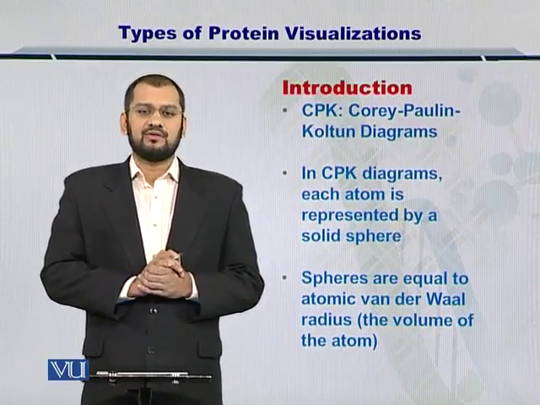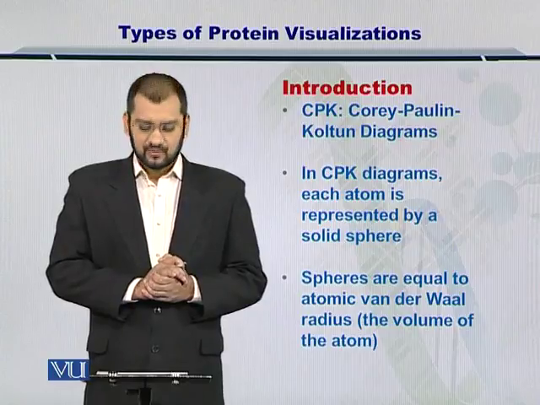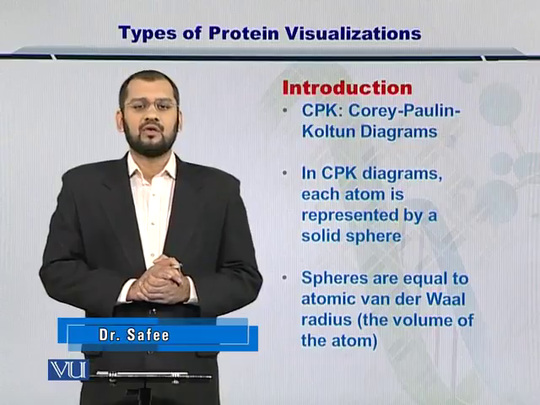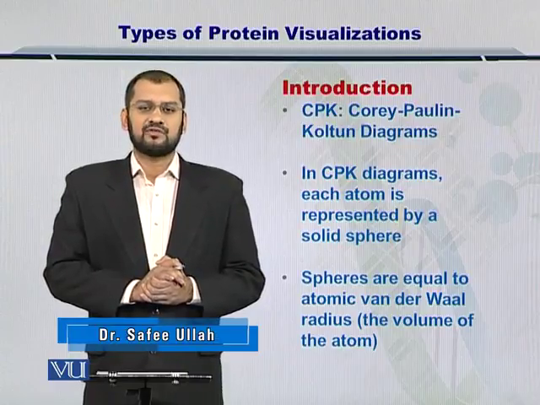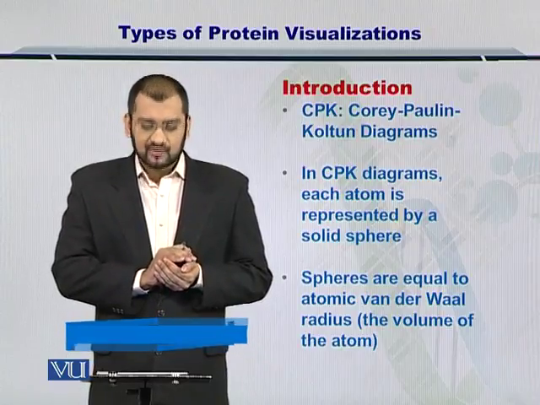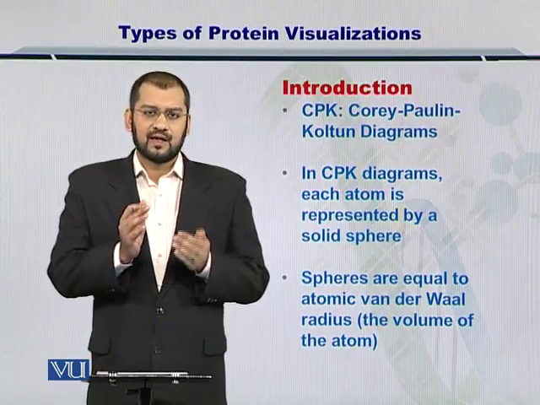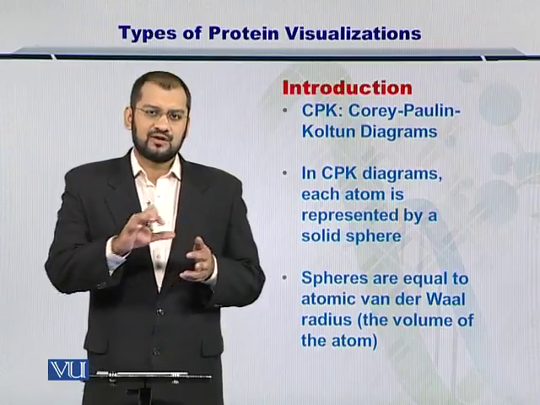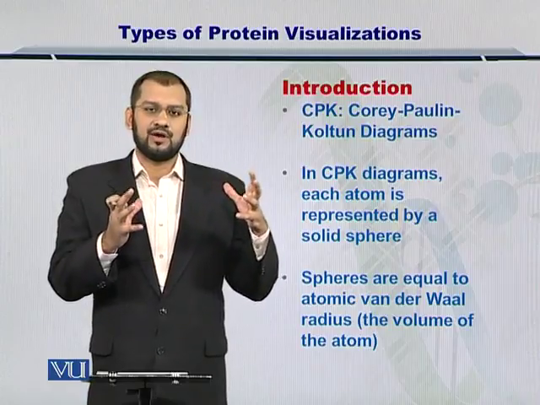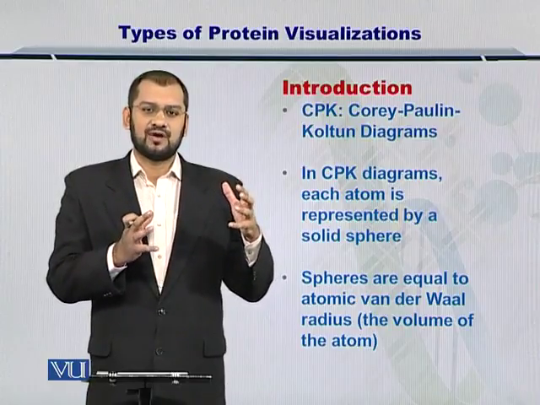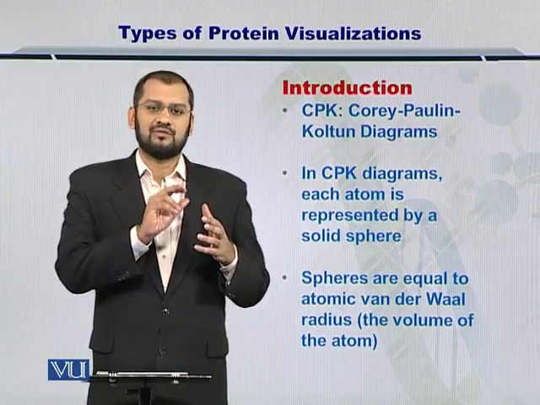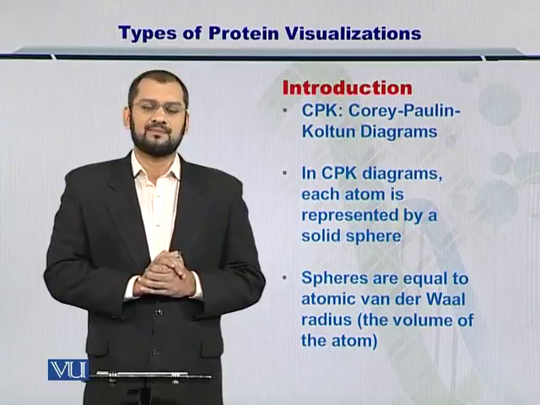The first one is the CPK model, or the Corey-Pauling-Koltun diagrams. So the CPK diagrams are simply that each atom is represented as a solid sphere, and then you have these spheres organized in 3D, and therefore you have a very big collection of 3D spheres that are positioned as per the location of the alpha carbon in the protein structure.